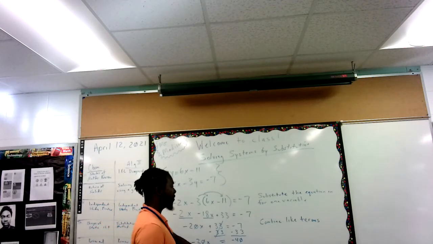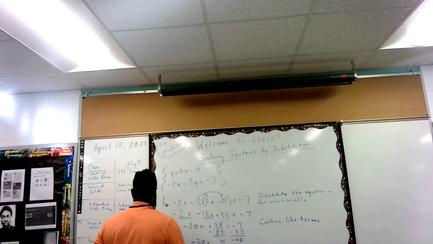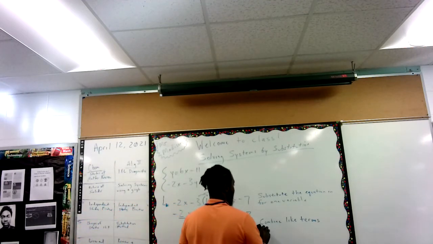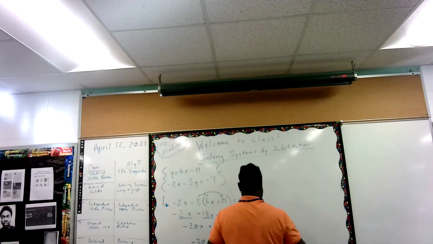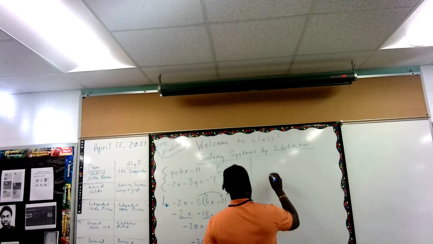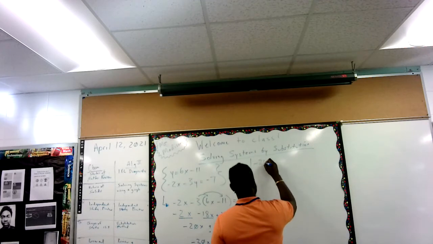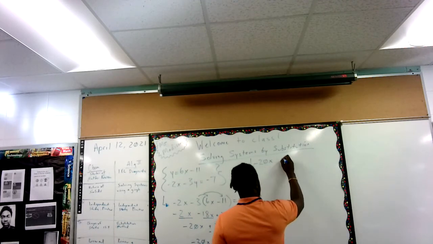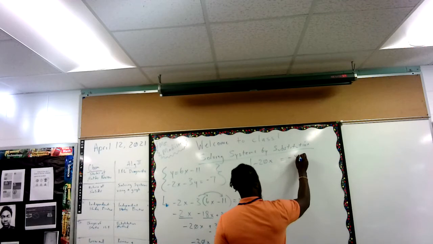I don't know if you guys can see below here, so I'm going to move on to this side. Okay? I'm going to go up here and bring this up. So it's negative 20x is equal to negative 40.